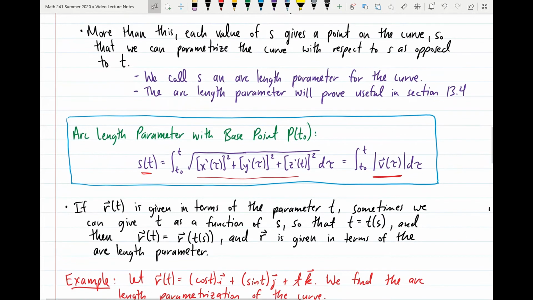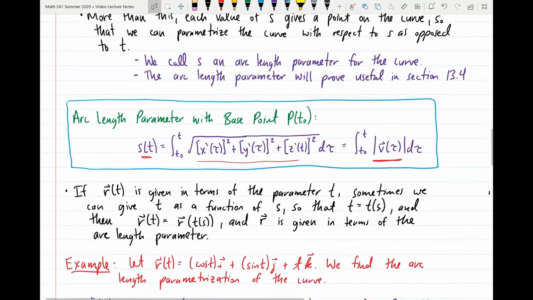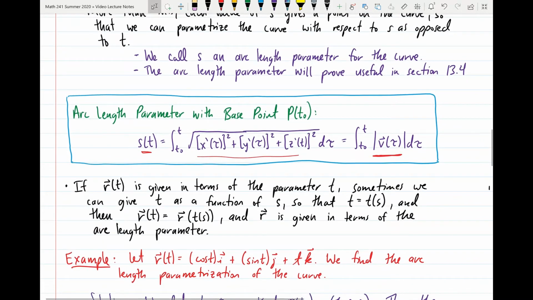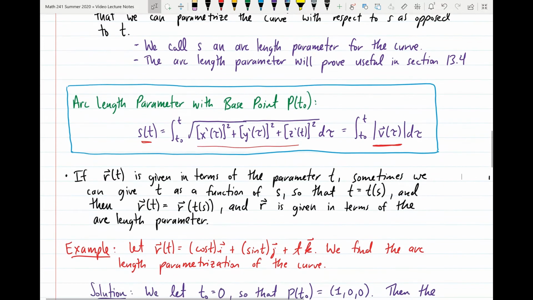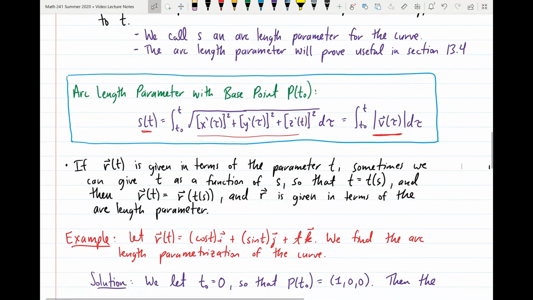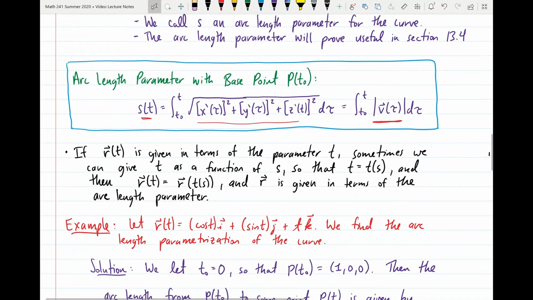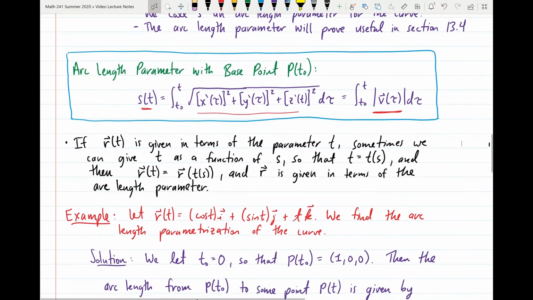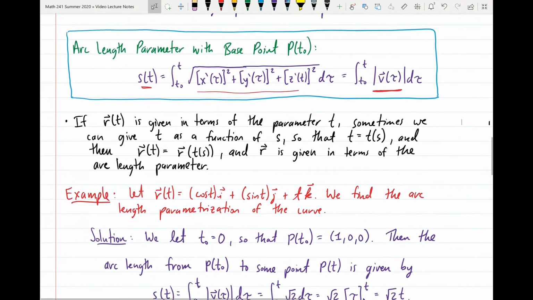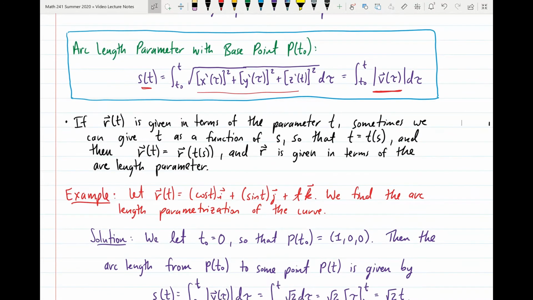Okay. So I said previously that typically we parameterize the curve with respect to the variable t, but that this new variable s at some points will give us a way to parameterize the curve as well. And sometimes it's actually possible to calculate this new parameterization with respect to s. To do so, let's assume that we have a curve r of t, which is given in terms of the parameter t, and at times we're going to be able to give t as a function of s.